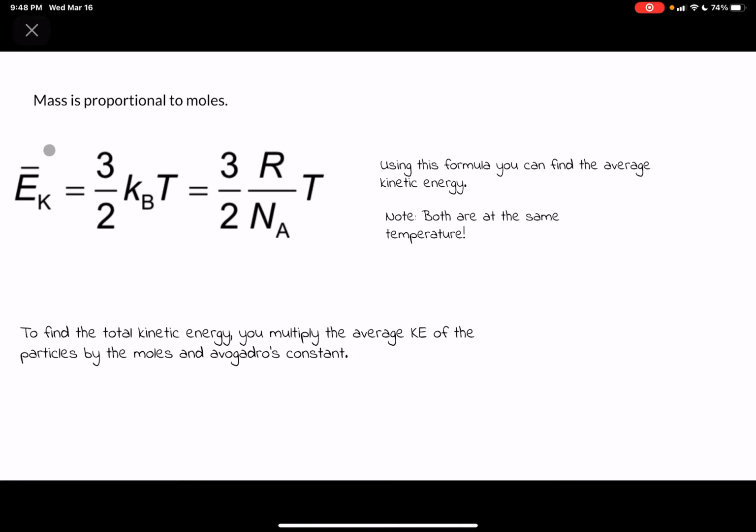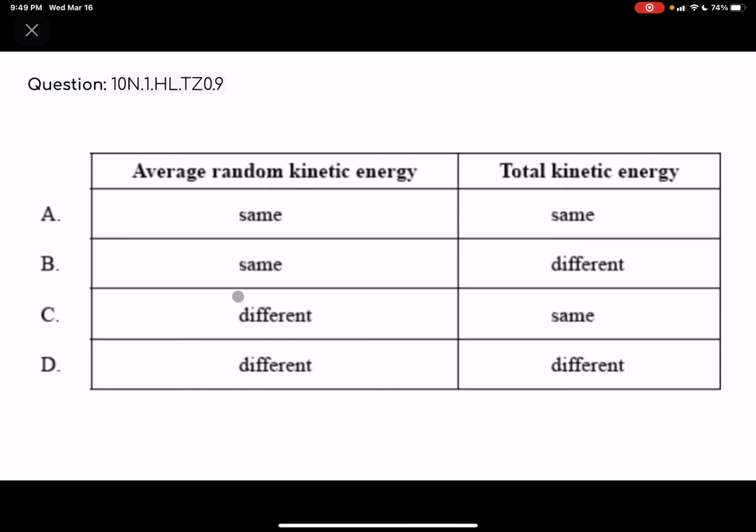Now, to find the average random kinetic energy, use this formula, which is 3/2 times Boltzmann's constant times temperature. Boltzmann's constant is just a constant, the gas constant divided by Avogadro's constant, so it doesn't change. The temperature is the only thing that changes here. Since both the ice cube and the iceberg share the same temperature, they also share the same value for T in this equation. So if you plug in the values, you'll get the same average random kinetic energy for both. This eliminates options C and D immediately. Now you're left with options A and B.